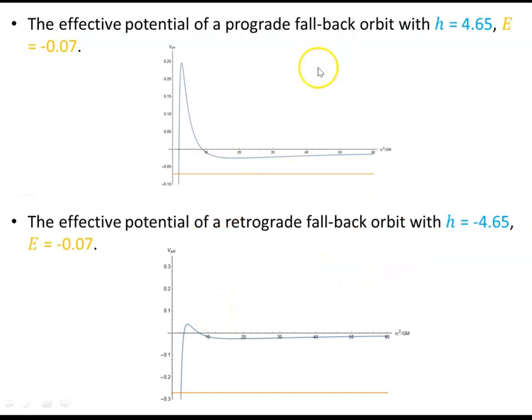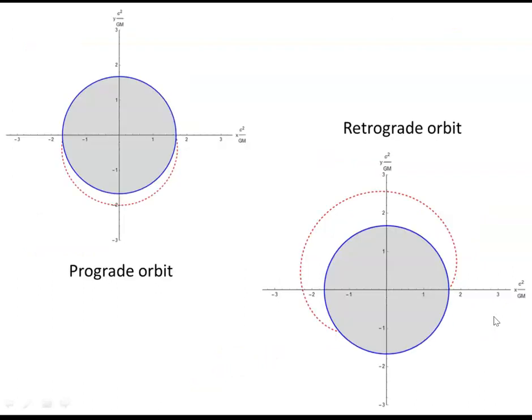Right, the effective potential of a prograde fallback orbit. As in the previous video, here's our effective potential. Now here's the retrograde case, effective potential. And what do the orbits look like? Okay, in the prograde case, we're starting here on the left, falling back in. Here in the retrograde case, we're starting here and falling back in, but again, further out, but still falls in. That's the only real difference between the two.